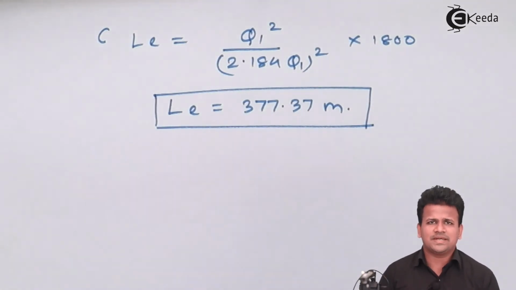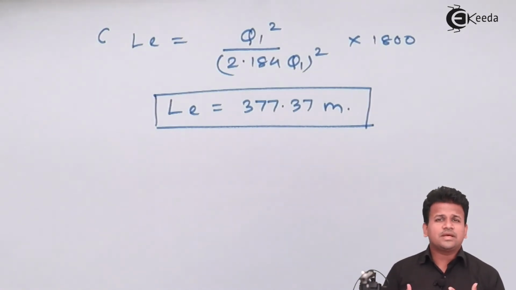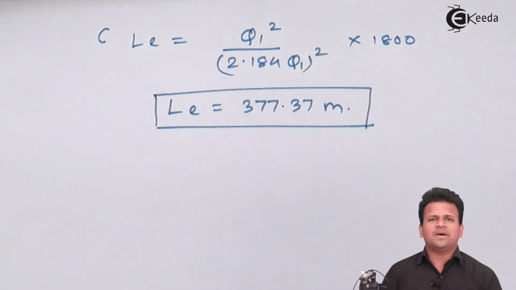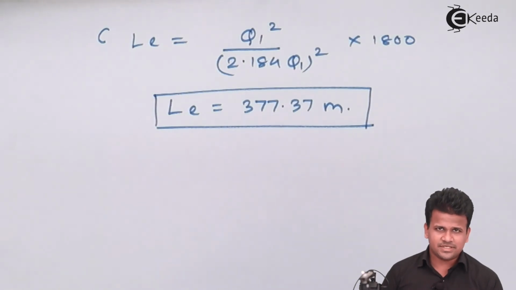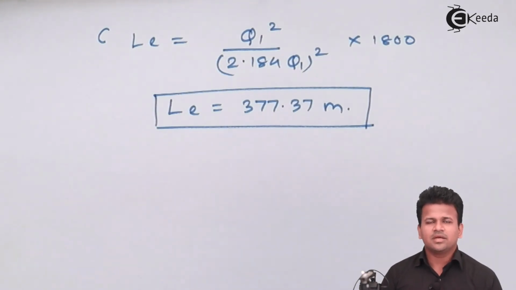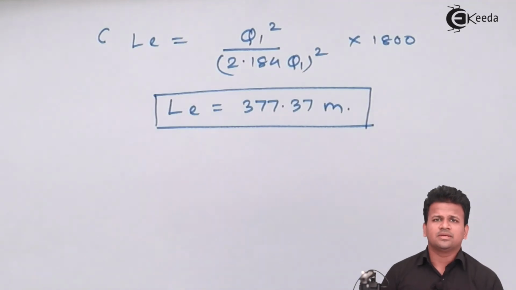So we have calculated the equivalent diameter when connected in series, as well as the equivalent length when connected in parallel as well as in series. I hope you have understood how we convert a compound pipe, which is connected in series as well as in parallel, into an equivalent pipe having a diameter or length. Thank you.